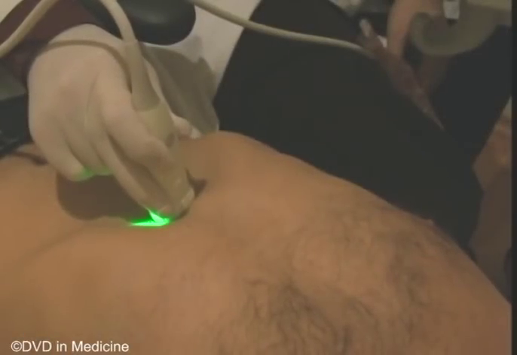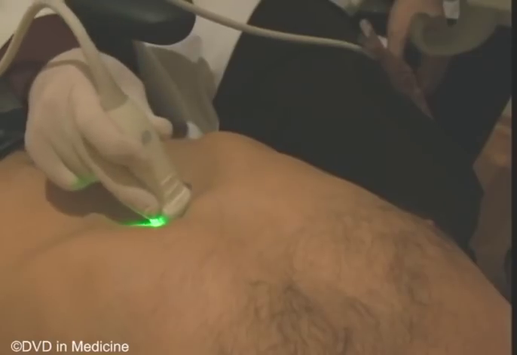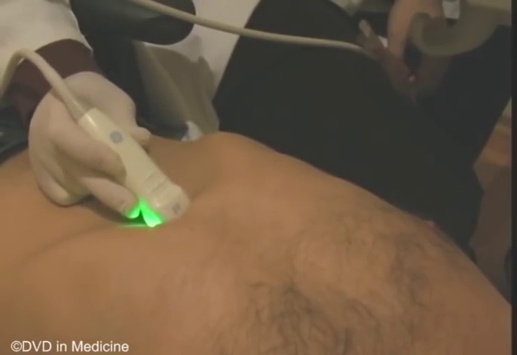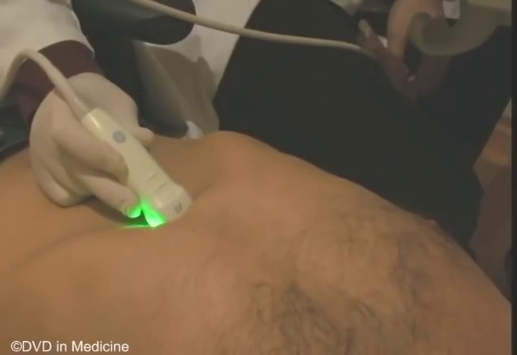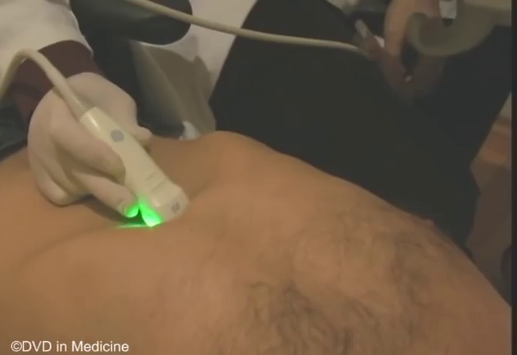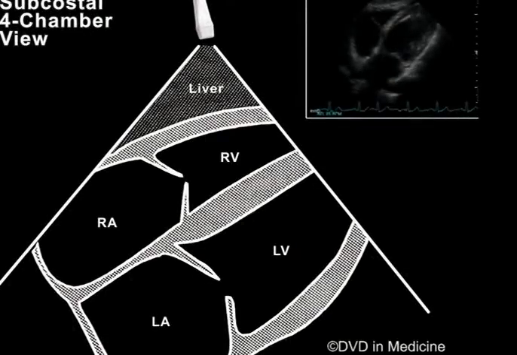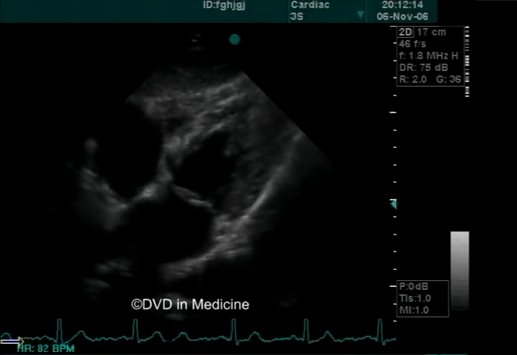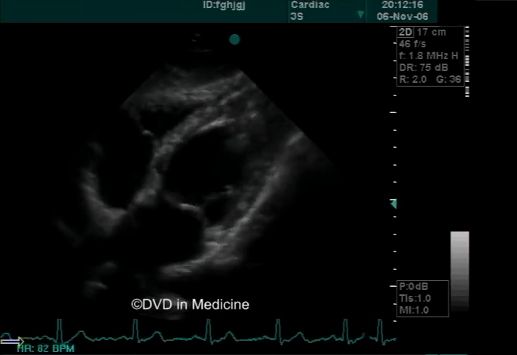Initially, with the subcostal approach, one obtains the four-chamber view. The scanning plane is directed horizontally and perpendicular to the patient's axis. After this, one should angle it upwards. When the angle between the transducer and the frontal plane is approximately 30 to 40 degrees, one obtains 4 chambers on the screen. In most patients, one cannot see the apex of the heart with this approach.